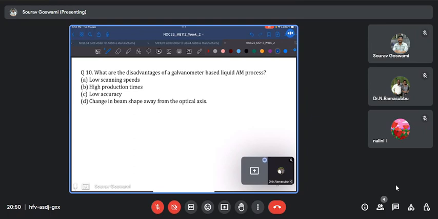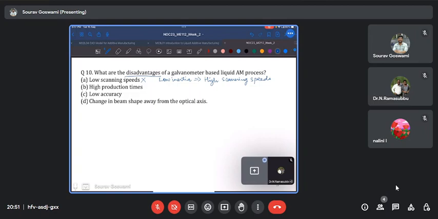So, we are asked to discuss or point out the disadvantages of a galvanometer based liquid AM process. Is low scanning speed a disadvantage? No, we just discussed that because of the low inertia, the scanning speeds are actually very high. So, this is not a disadvantage.